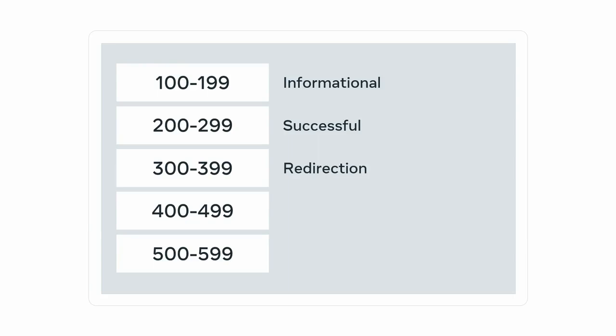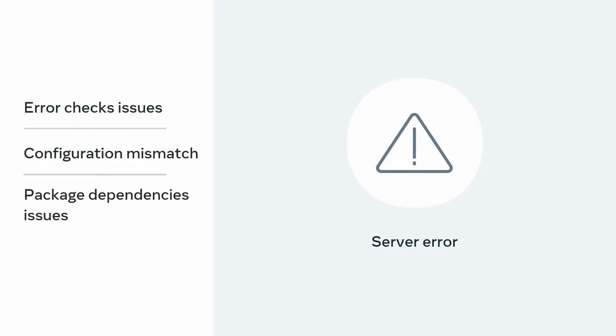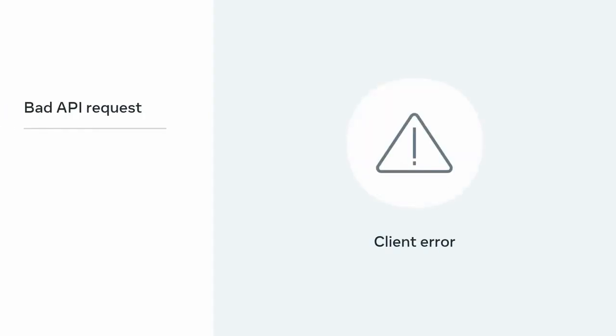400 to 499 are client error responses, and 500 to 599 are server error codes. Server errors are usually raised when the server-side code lacks proper error checks, configuration mismatch, incorrect package dependencies, and so on. The client-side errors usually occur when the client makes a bad API request with insufficient information in the request body, or when the client requests a resource that is not present on the server.